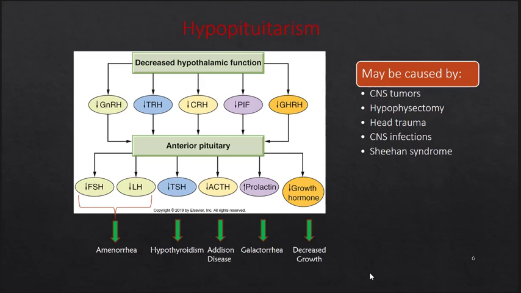Increase in prolactin can lead to what's called galactorrhea. And galactorrhea is defined as excessive or inappropriate production of milk. And a reduction in growth hormone can lead to a reduction in overall growth, and we'll look at that a little bit closer today as well.